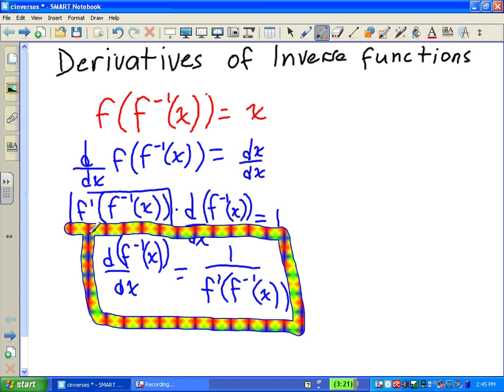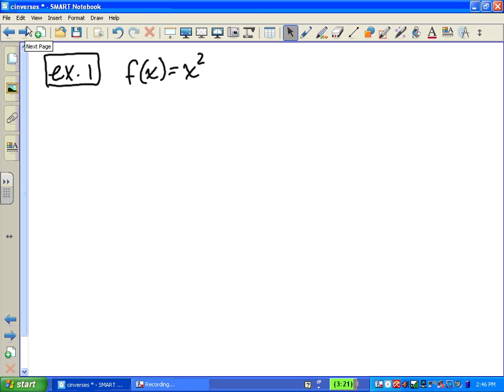So this means that we need to know f prime and f inverse in order to find the derivative of an inverse. So let's take a simple example. Let's try f of x equals x squared. Well, if that's the case, f inverse of x equals x to the 1/2, or square root of x. Now, what do we know? We know that f of x equals x squared. Therefore, f prime of x equals 2x.